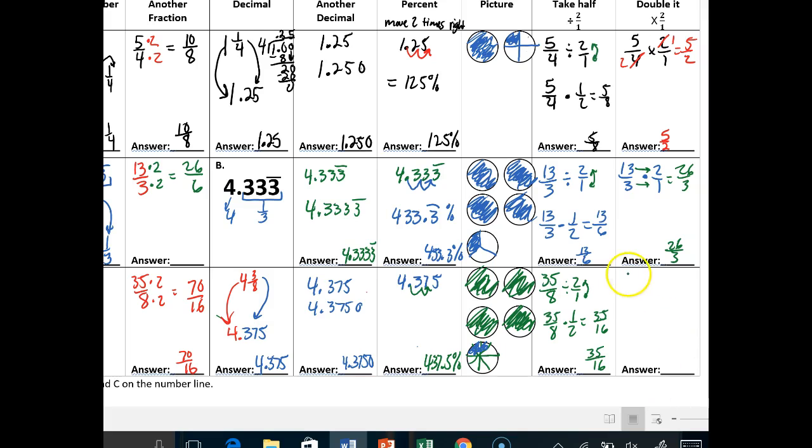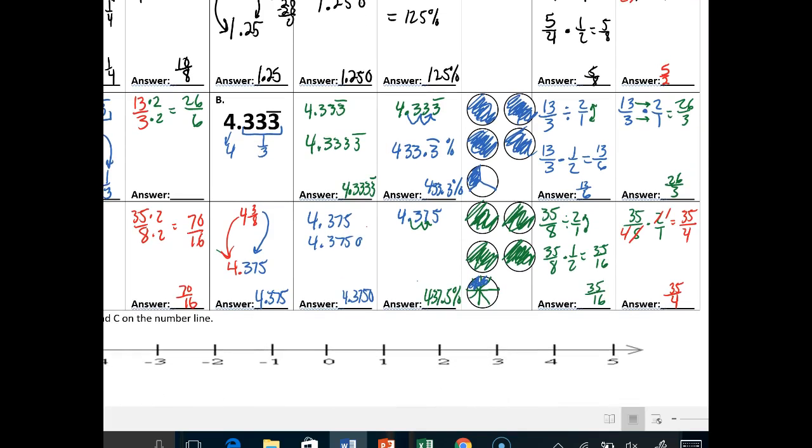And then we want to double it. So 35 over 8 times 2 over 1. We can cross cancel here. There's no flipping involved, so cross cancel. Divide by 2, that's a 1. Divide by 2, that's a 4. 35 times 1 is 35. 4 times 1 is 4, so 35 over 4. Now, you need to do one more thing before you can flip over to the back, and that's place letters A, B, and C on the number line.